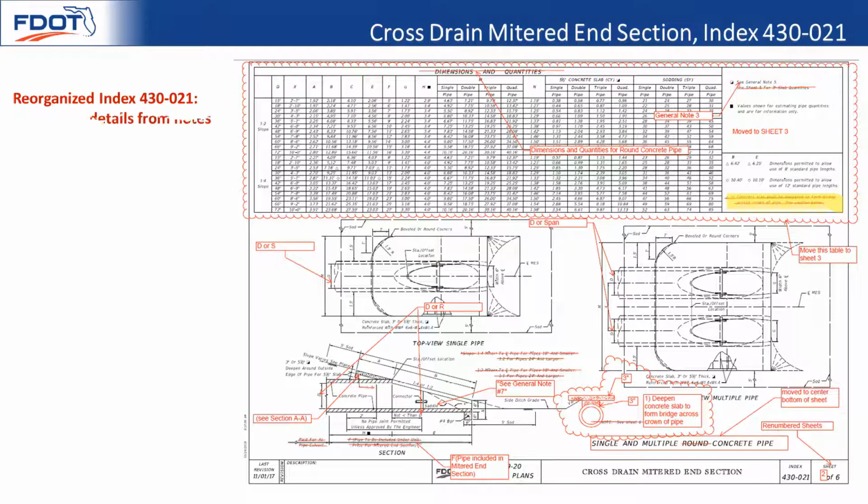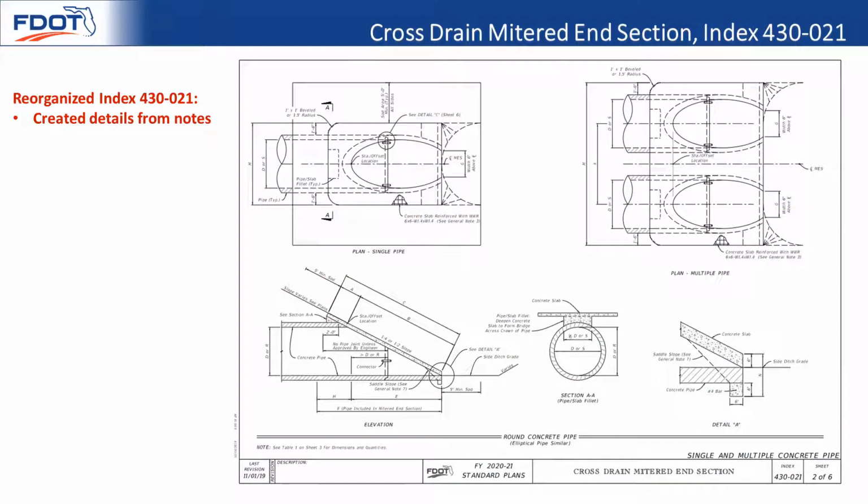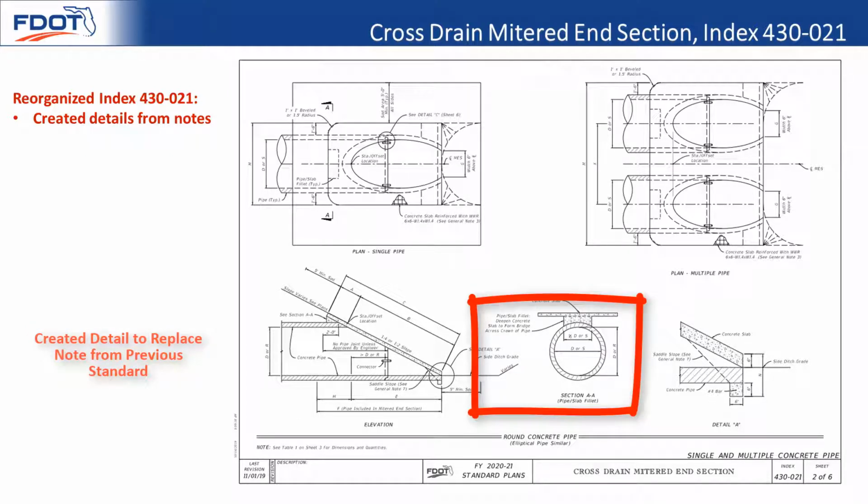We also created details from notes. This note here, concrete slab shall be deepened to form bridge across crown of pipe. See, that note really is not easy to understand. So we wanted to go in and actually create a detail to show exactly what we're talking about here. And to see the detail here, it actually shows what we want instead of trying to describe it in a note. And we did this in other places as well.